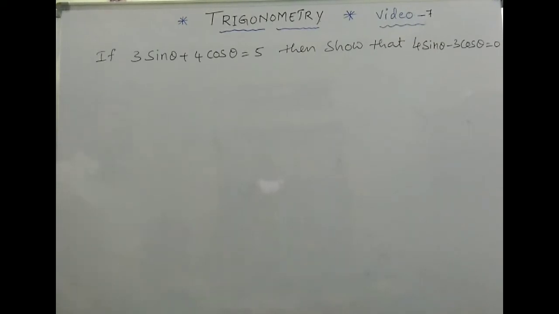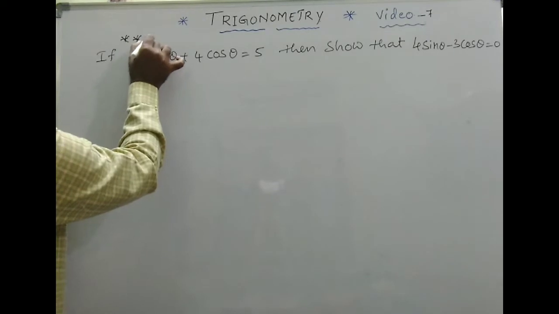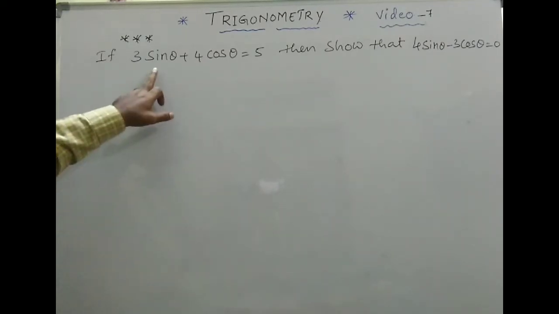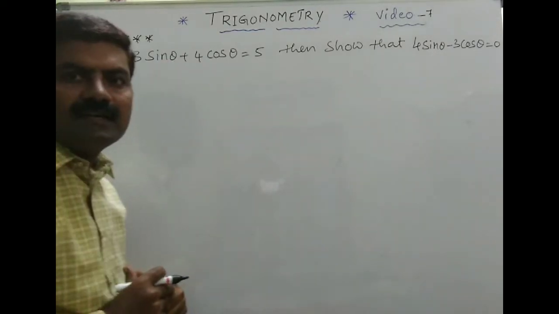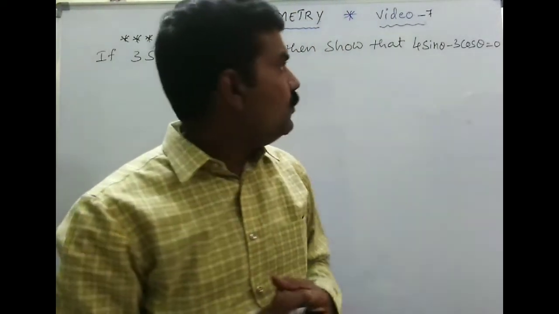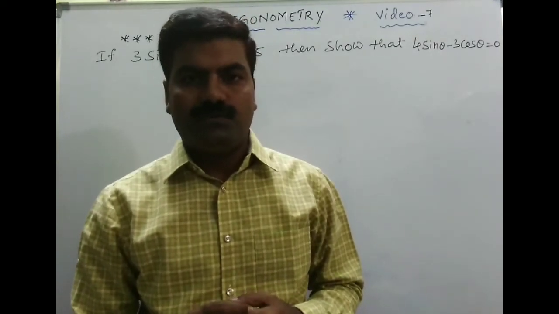So let us see another interesting problem. Every problem is a masterpiece, no doubt. So other than the method I am teaching you, you can try in another way. Then you can understand what the logic is in this. So the question is: 3 sin theta plus 4 cos theta is equal to 5. Then show that 4 sin theta minus 3 cos theta is equal to 0.